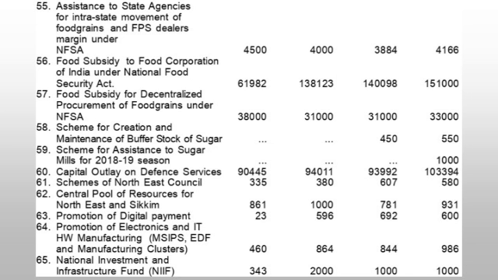Then there is a scheme for food subsidy for decentralized procurement. Friends, previously entire procurement used to be done by the food corporation. Now the central government has asked some state governments can undertake their own procurement, and whatever the cost they incur, it will be reimbursed by the central government. This is known as a decentralized procurement, which is being implemented in the state of Telangana.